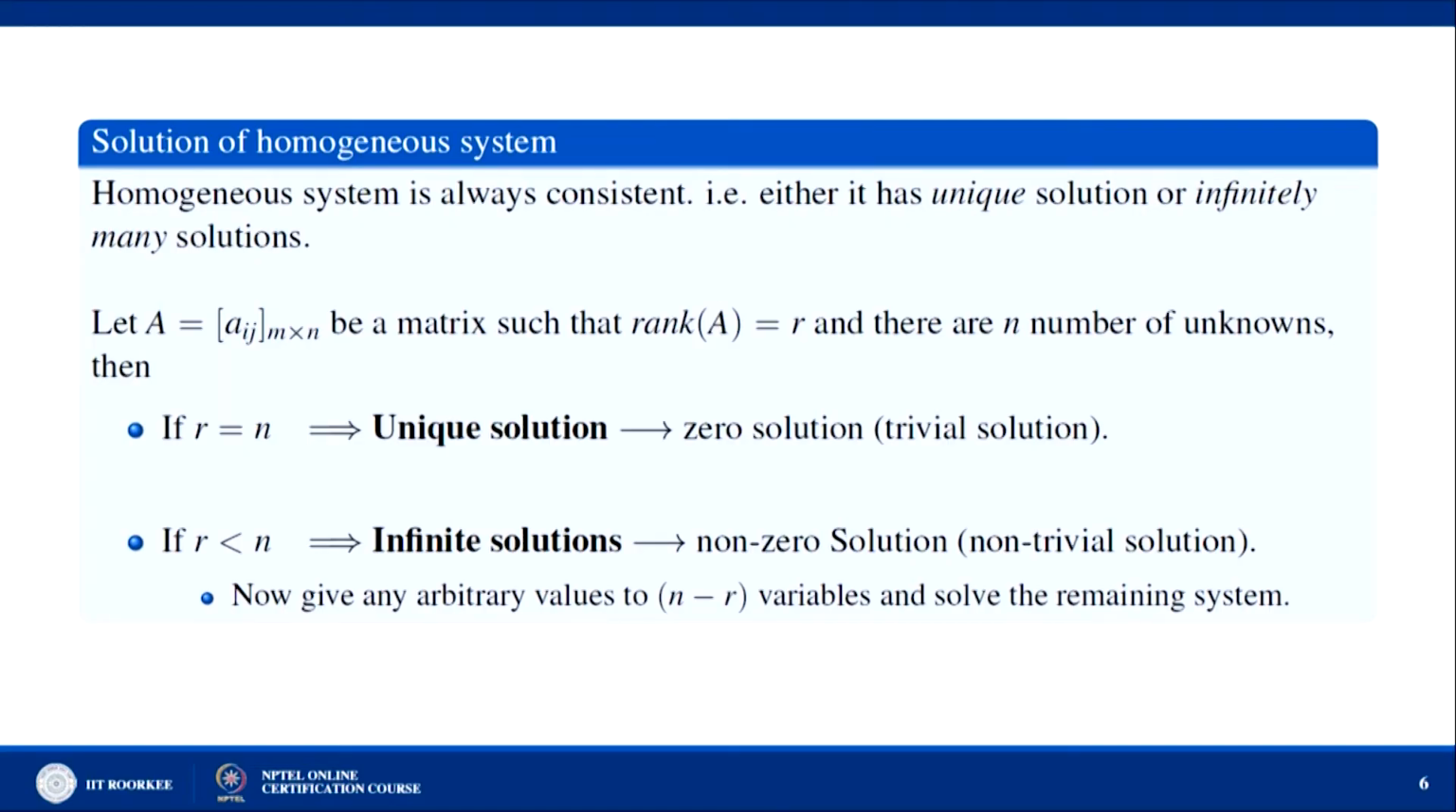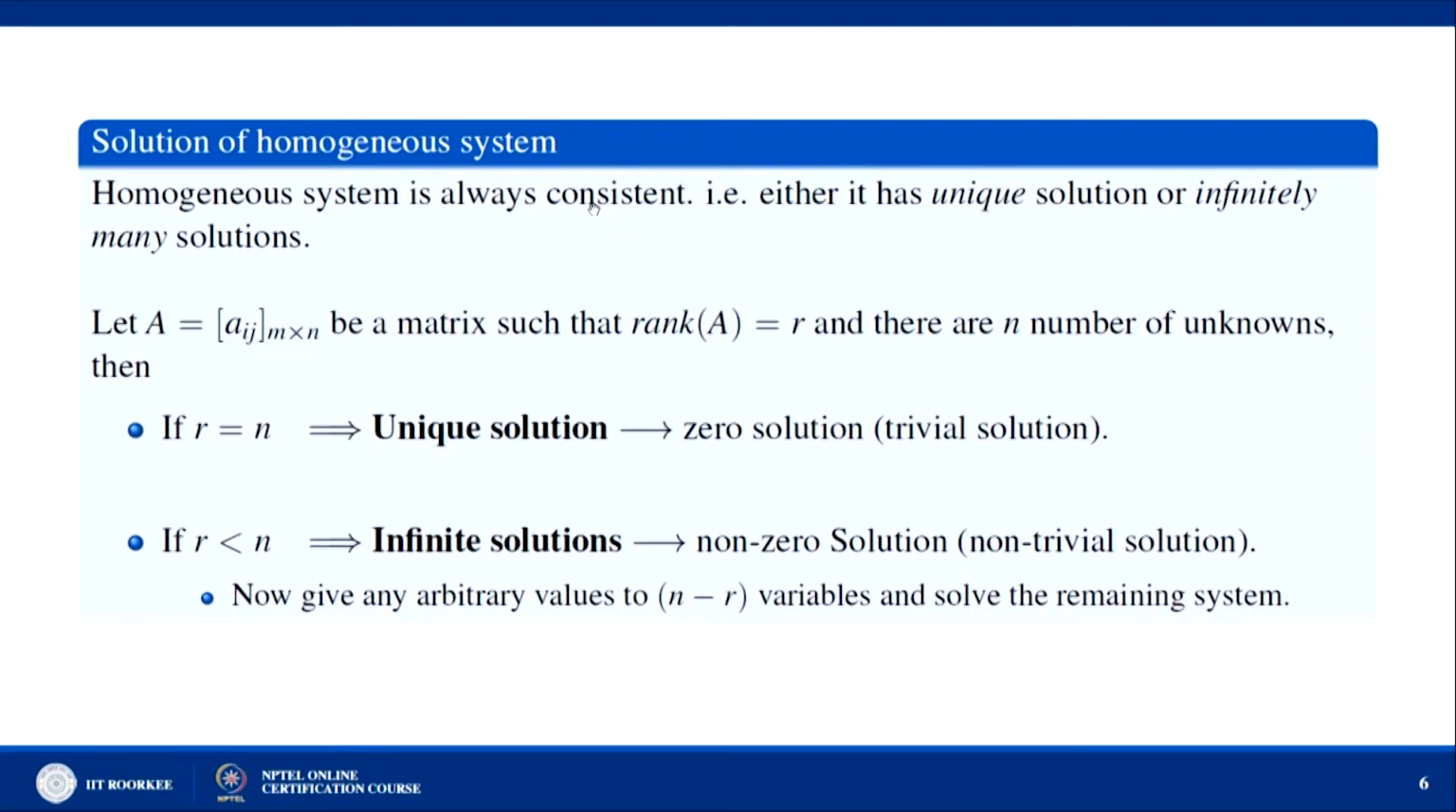Now first we will consider how we can find out the solution of a homogeneous system of equations. Homogeneous system of equations means the right hand side is 0. Now the homogeneous system is always consistent. It will never have no solution.